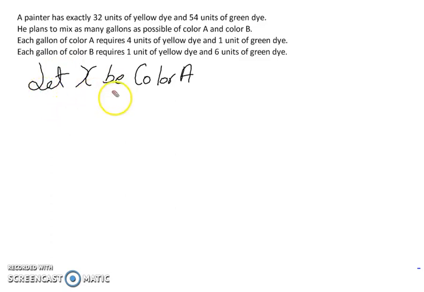So the first thing I'm going to do is set up some parameters. I'm going to let X be color A, and I'm going to let Y be color B, because I'm going to end up graphing these, and as I graph them, X and Y tend to work really well, because those are the variables we're familiar with.